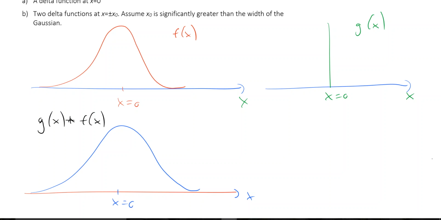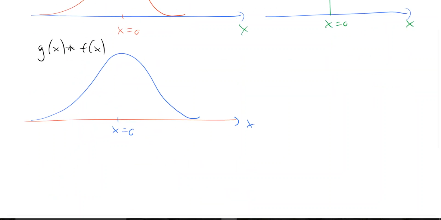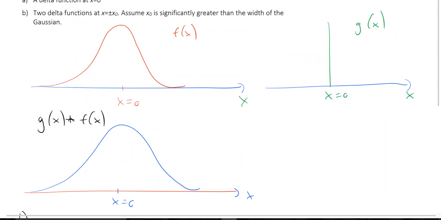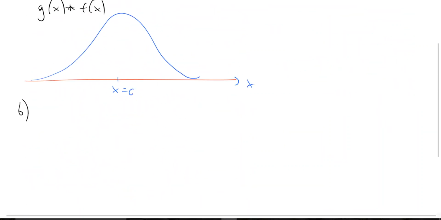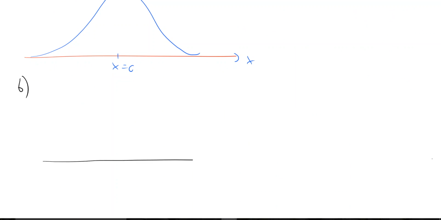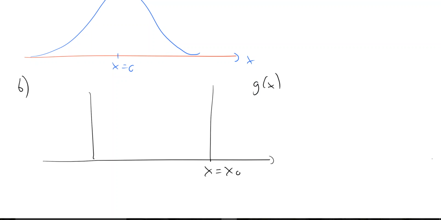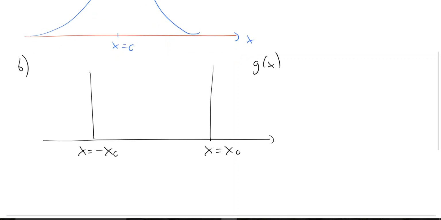In the second part, part B, we now have two delta functions, one at x0 and one at minus x0. So in this case, g of x will look like this. So this is g of x, and we have a delta function at x is equal to plus x0 and one at minus x0. And again, we have to think of what happens when we sweep our other function, in this case our Gaussian function, through these two delta functions.